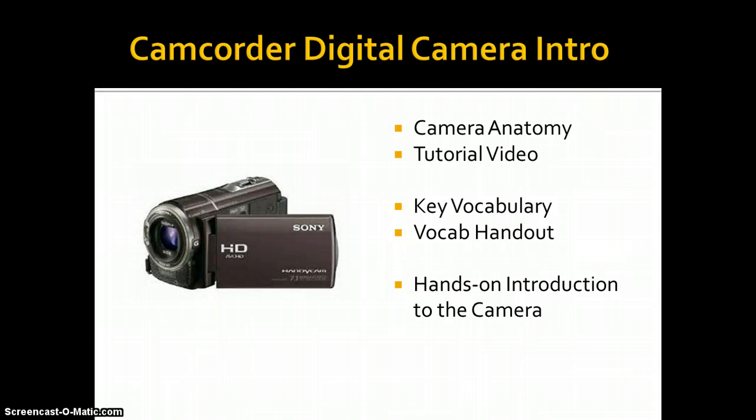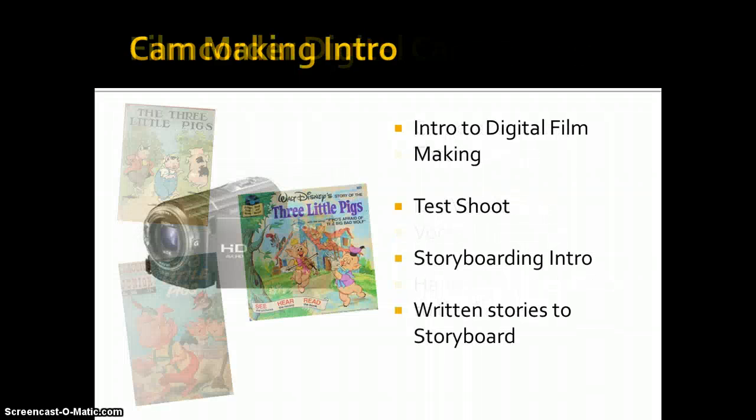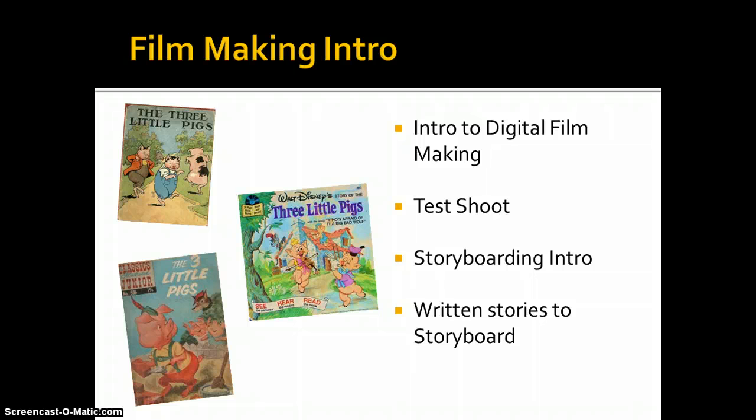From there, they go on to learning about their cameras. They'll have a class in camera anatomy, watch a tutorial video, learn the key vocabulary, see a vocabulary handout, and have some hands-on introduction to using the camera. Then they'll have some introduction to digital filmmaking. They'll do a test shoot. They'll learn a little bit about storyboarding and then transfer their written stories to their new storyboards that they've learned about.